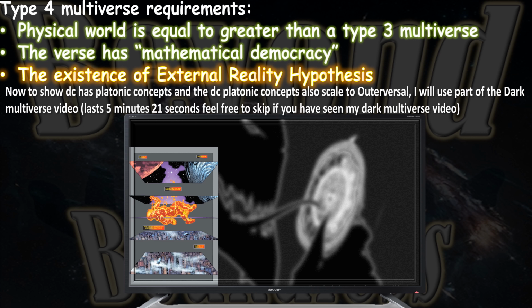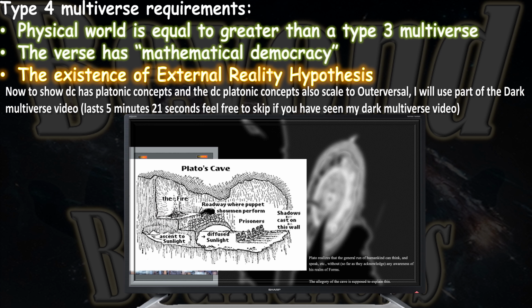Plato realizes that the general run of humankind can think, and speak, etc., without, so far as they acknowledge, any awareness of his realm of forms. The allegory of the cave is supposed to explain this. In the allegory, Plato likens people untutored in the theory of forms to prisoners chained in a cave, unable to turn their heads. All they can see is the wall of the cave.